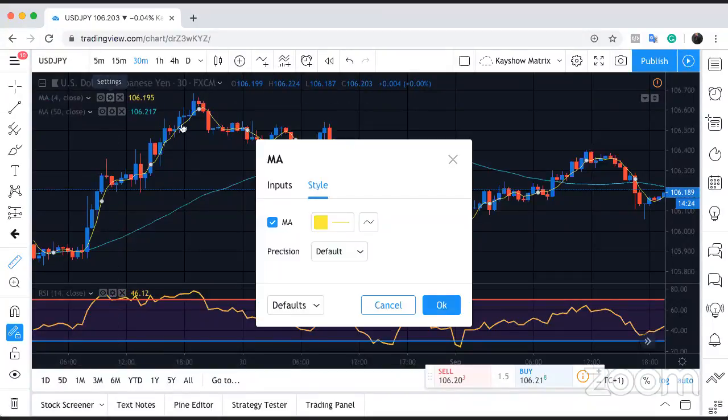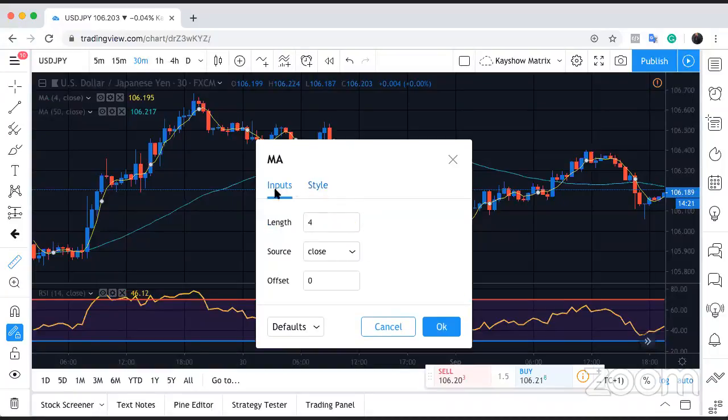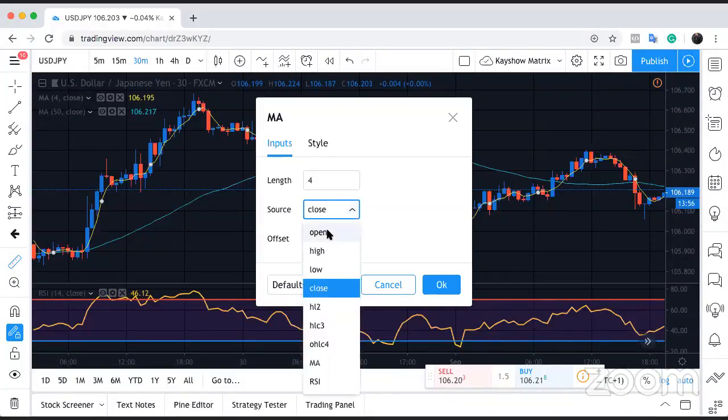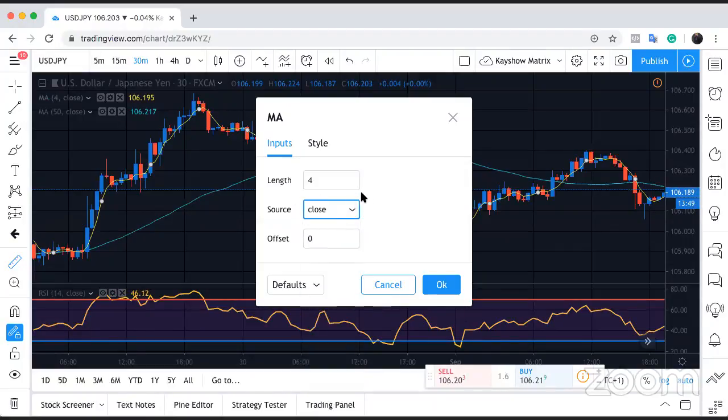If I click on these settings here, we have two tabs, input and style. In the input, the length we are using is 4 days. So this is a 4 moving average, that's the length, and the source is close. It means it will calculate based on the close of a candle. You can set it to calculate based on when a candle opens, its low, or its high, but the most popular and preferred one is the close of a candle.